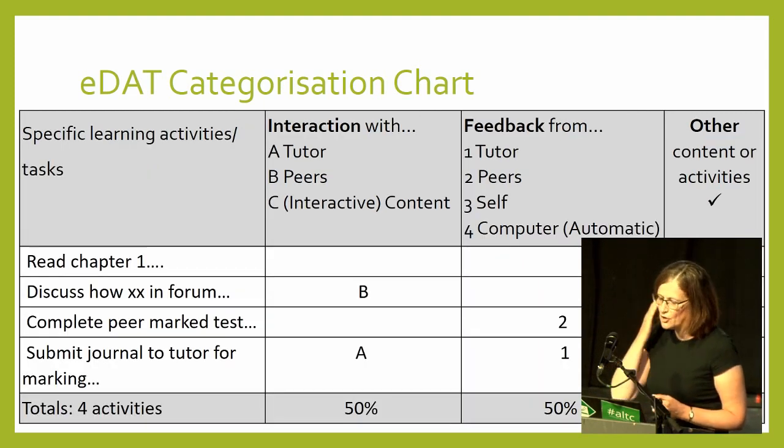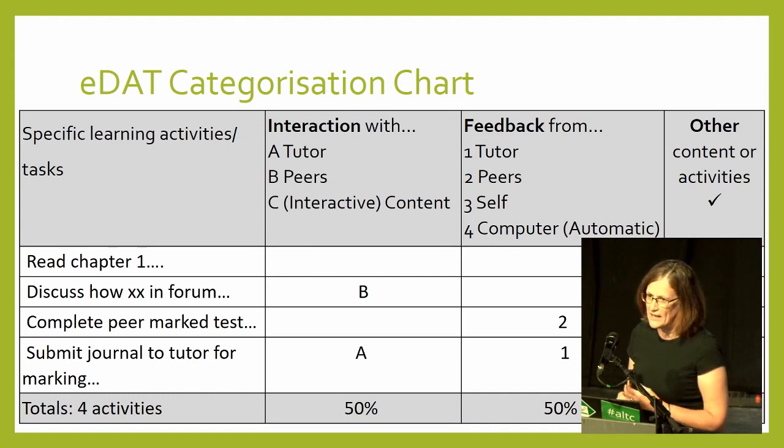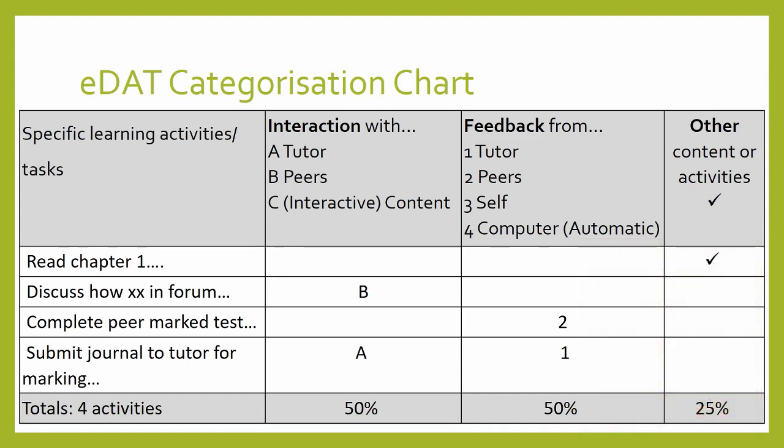So what this might look like when we identified the learning activities in the course was this. We might have, on the left, different types of learning activities, fairly standard type, but then you can see we can then start to number them. So we've got a simple coding system for 3 types of interaction, 4 types of feedback, and then everything else.